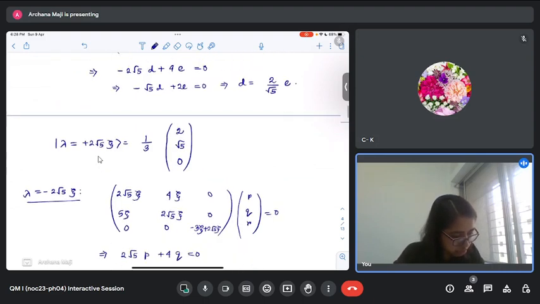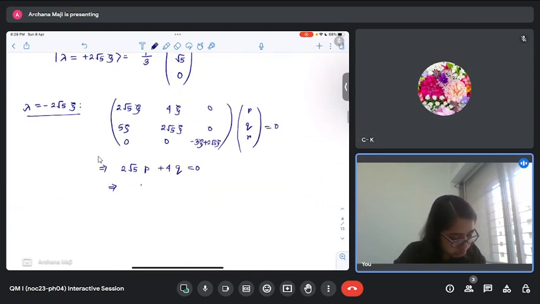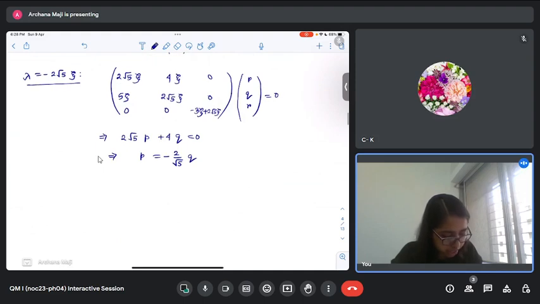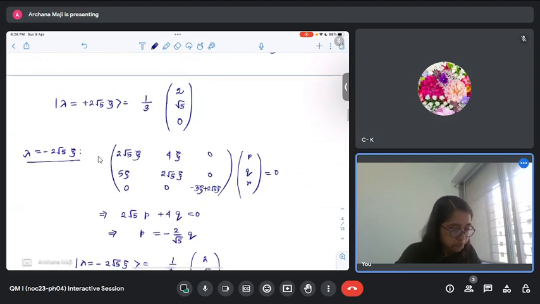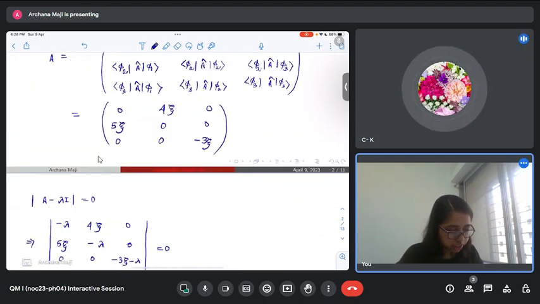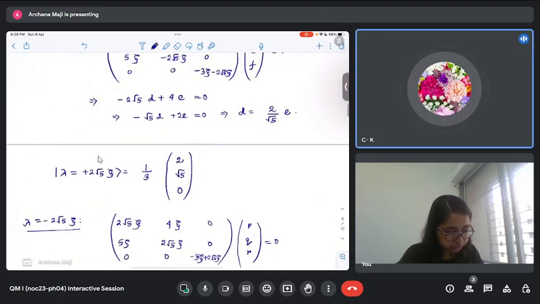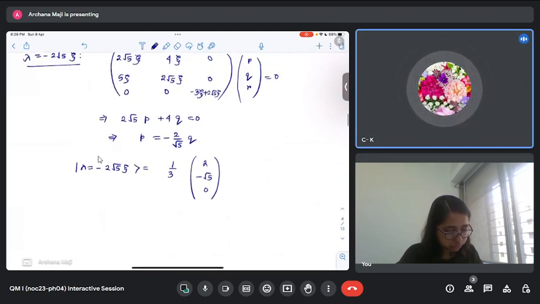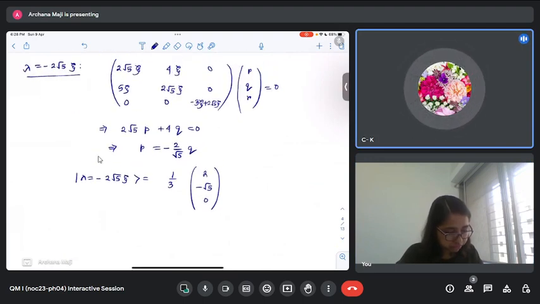So basically then p is minus 2 over square root 5 q. So the eigenvector now becomes 1/3 (2, minus square root 5, 0). Now Madam, from 2 by root 5, how can I write the 2 as x and y, the 2 and minus root 5? How can we separate that?